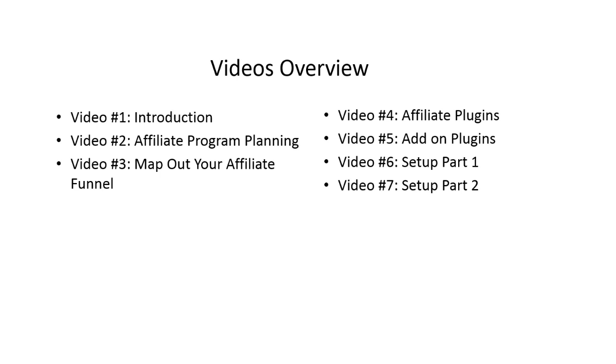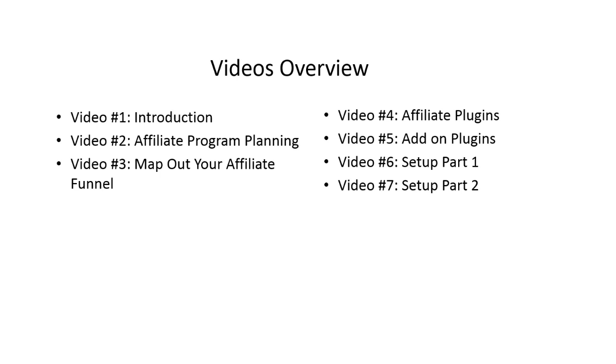Video number 3, we'll talk about how to map out your affiliate funnel. So we're going to take all the information that we planned and brainstormed in video number 2, and we're going to map it out via a flowchart system. You can use mind map software. You can use anything just to allow you to see the structure.